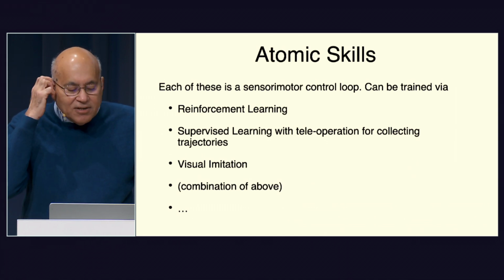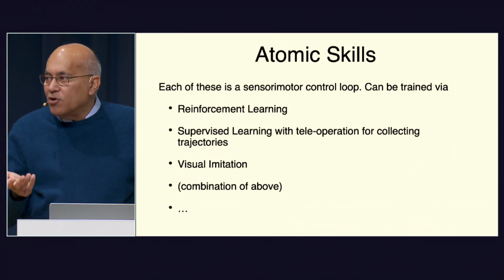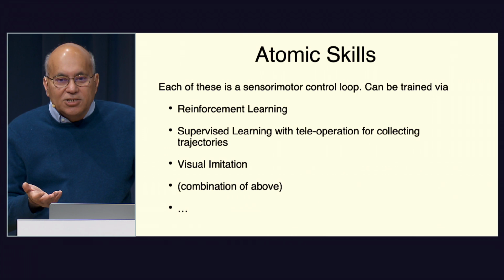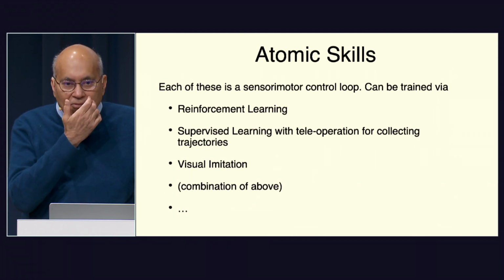Now, we have general techniques today, right? We have reinforcement learning. We have supervised learning with teleop for collecting trajectories. We have visual imitation. There can be combinations of the above. But to me, the proof of the pudding is how many of these skills can you demonstrate with your robot hardware? Okay. I think that this subsumes the task of locomotion because those are certain skills. Manipulation are skills which involve person and object.